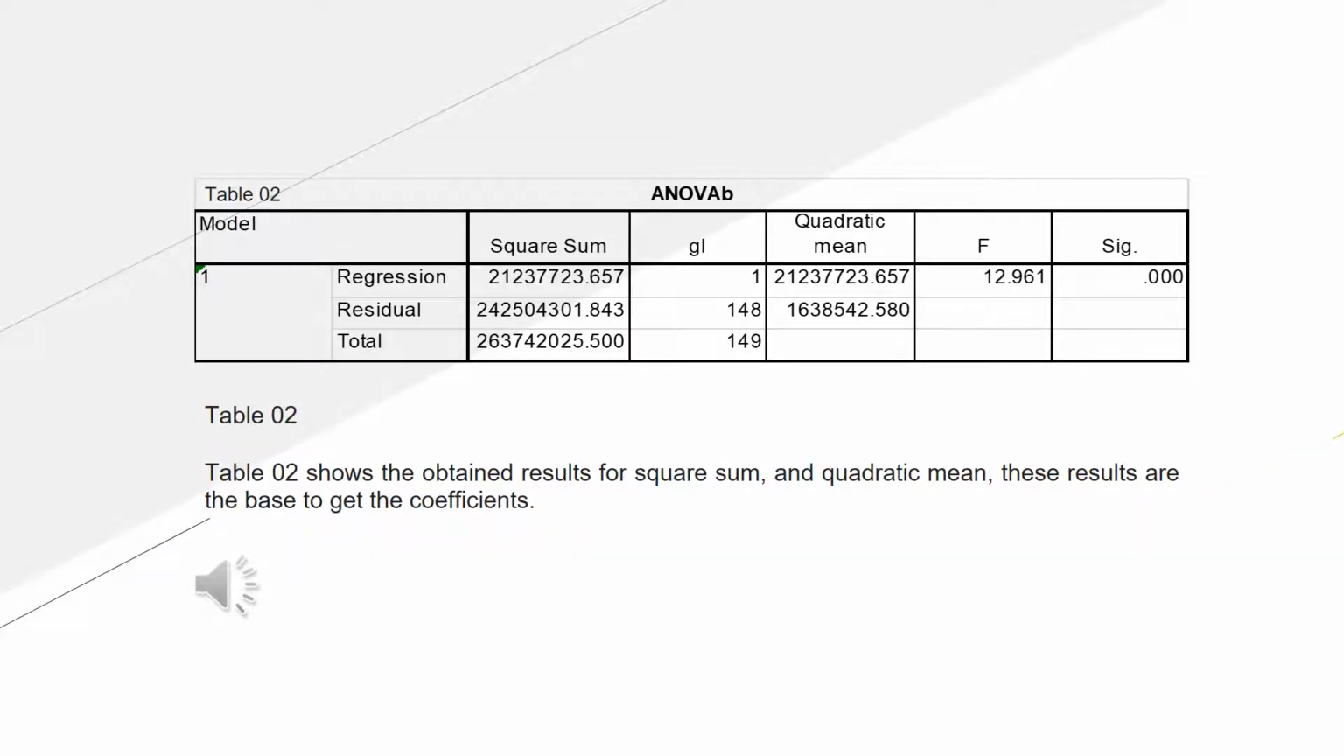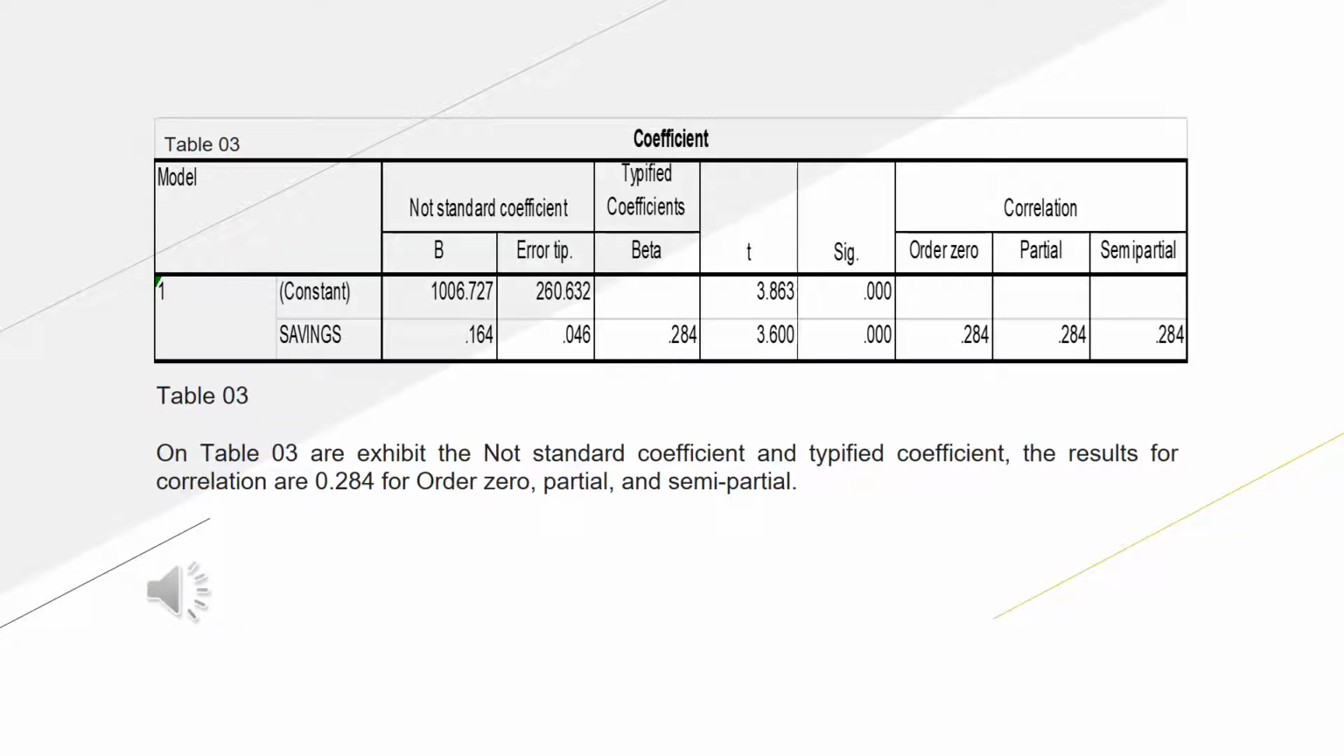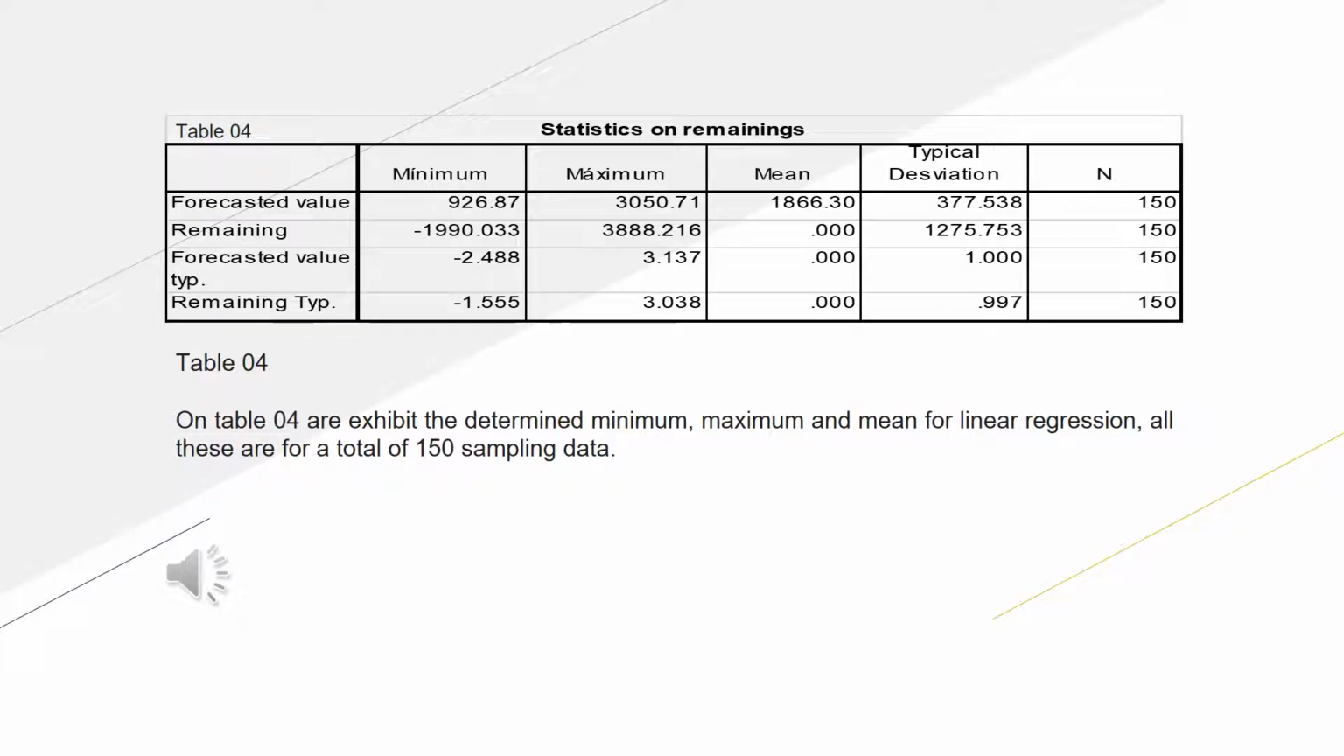Table 02 shows the obtained results for the sum of squares and quadratic mean. These results are the base to get the coefficient. Table 03 exhibits the non-standardized coefficient and standardized coefficient. The results for correlation are 0.284 for zero order, partial and semi-partial. Table 04 exhibits the determined minimum, maximum, and mean for the linear regression. All these are for a total of 150 sample data.